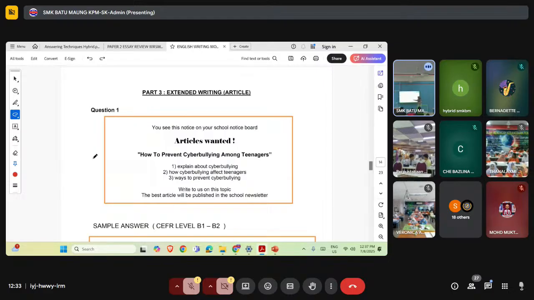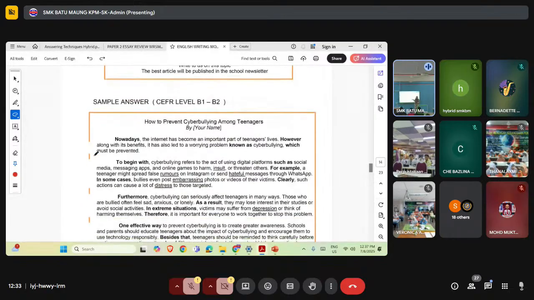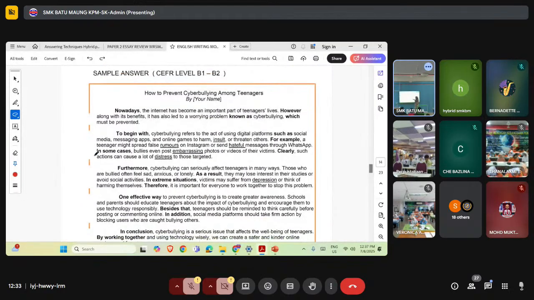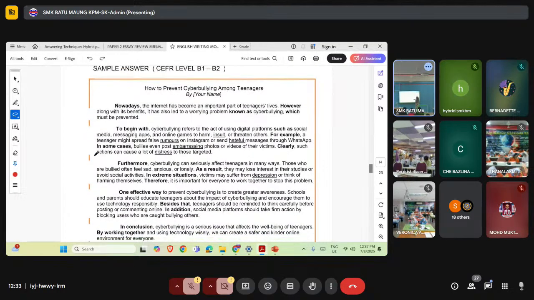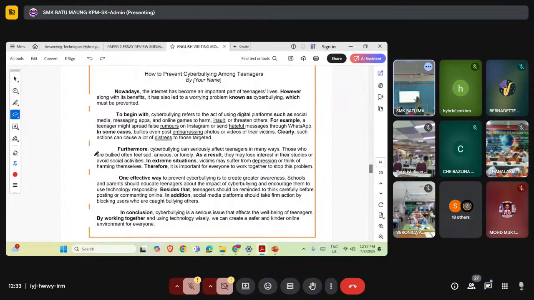Okay, all right. Can you please scroll down? This is an average response. Okay. B1, B2 level. This is not even a C2 level. I'm talking about the average one. Okay, try to see how the candidates start the essay. Nowadays. What does it mean by nowadays?